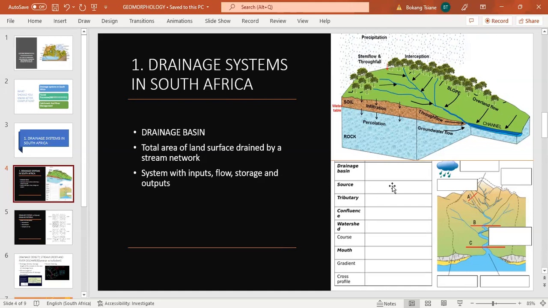And then we have these terms: the drainage basin, the source, the tributary, the confluence, the watershed, the mouth, the gradient or the slope, infiltration. You need to know how to define these terms and how to apply them on this picture. The source will be where we start. The tributaries will be the river channels, and then the mouth will be where we end, which is the sea in most cases.